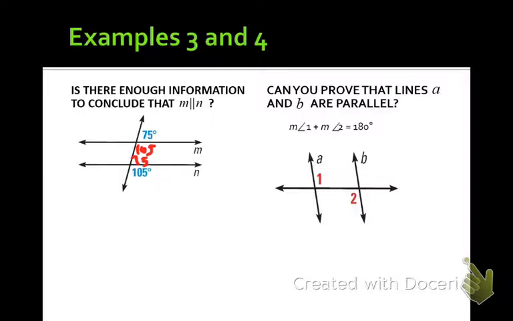Well, let's look at the other one. Can you prove the lines A and B are parallel? Angle 1 plus angle 2 equals 180. Does it matter that 1 and 2 equal 180 in this situation? We're looking for them to, what are 1 and 2? What's the relationship? Gunnar?